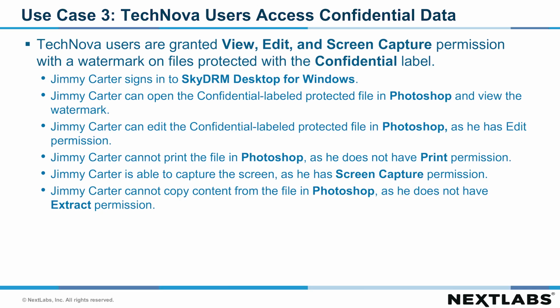Jimmy Carter signs into SkyDRM desktop for Windows. Jimmy Carter can open the confidential labeled protected file in Photoshop and view the watermark. Jimmy Carter can edit the confidential labeled protected file in Photoshop, as he has edit permission. Jimmy Carter cannot print the file in Photoshop, as he does not have print permission. Jimmy Carter is able to capture the screen, as he has screen capture permission. Jimmy Carter cannot copy content from the file in Photoshop, as he does not have extract permission.